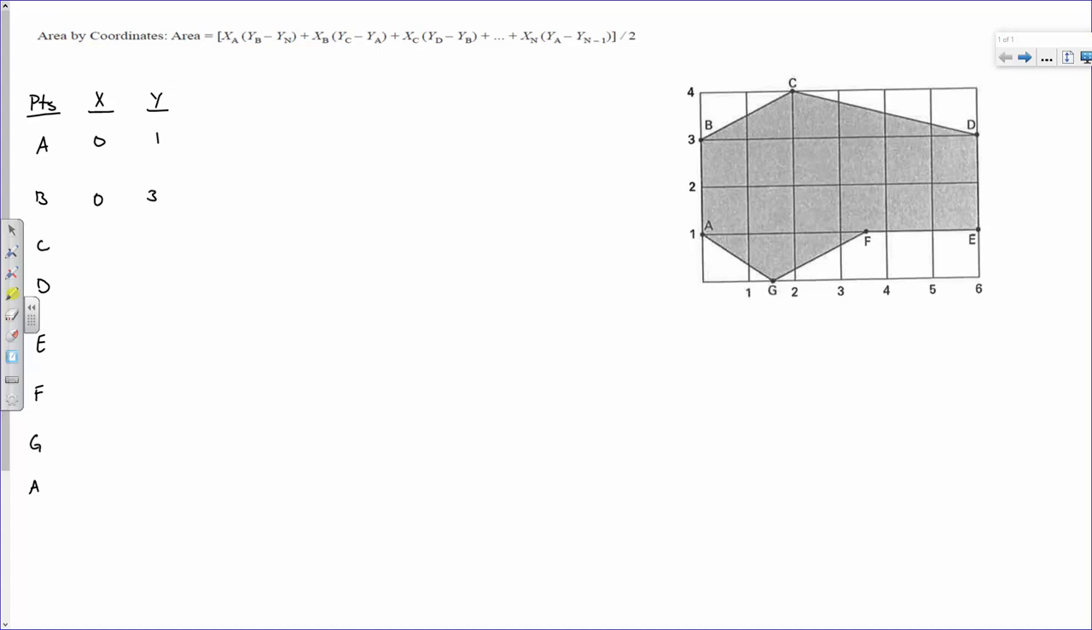2, 4, 6, 3, 6, 1. What is that? 3.5, 1. There is a reason that the problem says most nearly. So 1.5, 0, then back to 1, 0. Okay, watch this. You're going to like this.